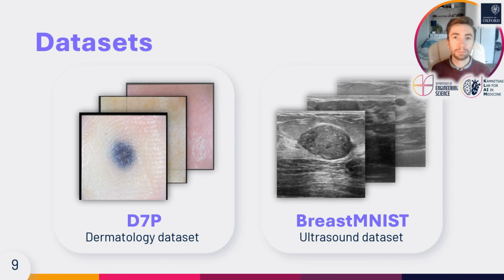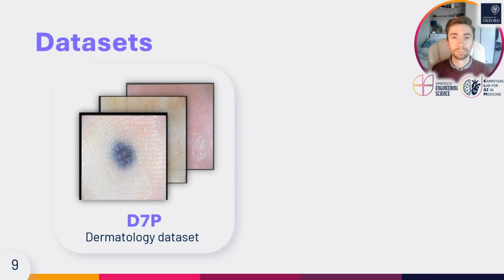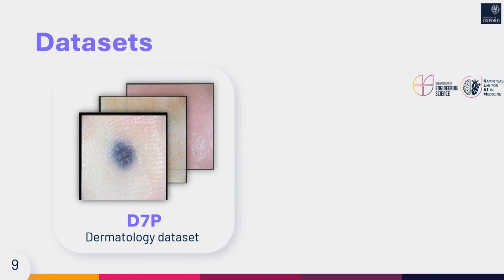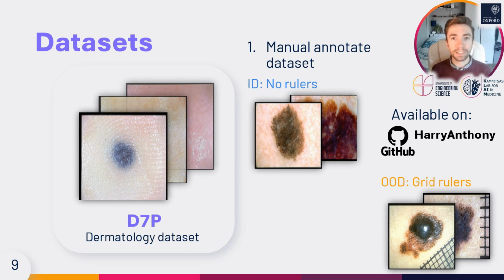Our analysis was completed on 2 medical datasets. The first is D7P, which is a dermatology dataset. To create an OD benchmark, we manually annotated this dataset into 2 subsets. Images with no rulers, which we use as our in-distribution cases, and images with rulers, which we use as our out-distribution cases. These labels are available on my GitHub repository if you want to use this benchmark in your own research.